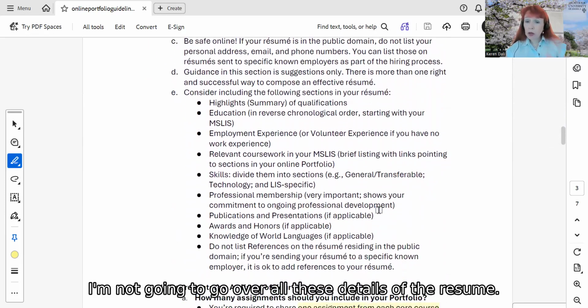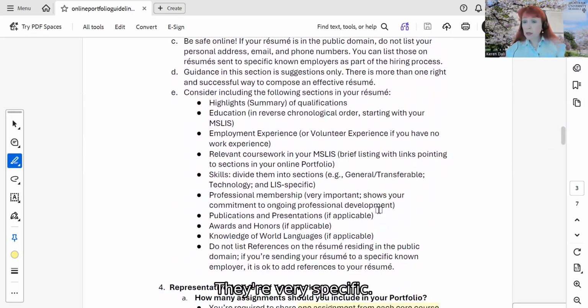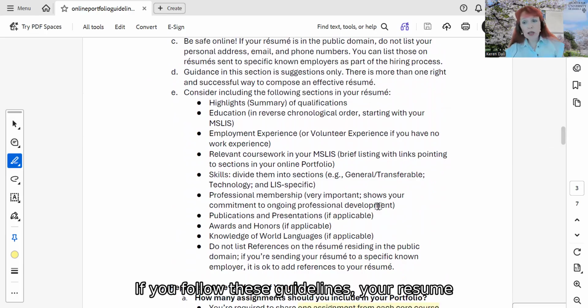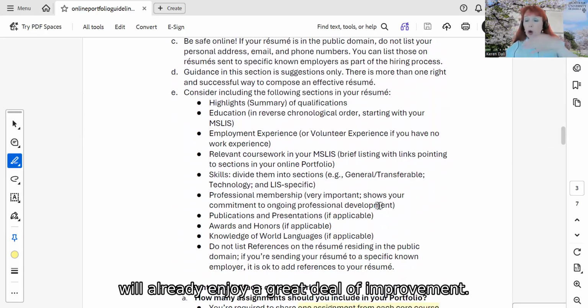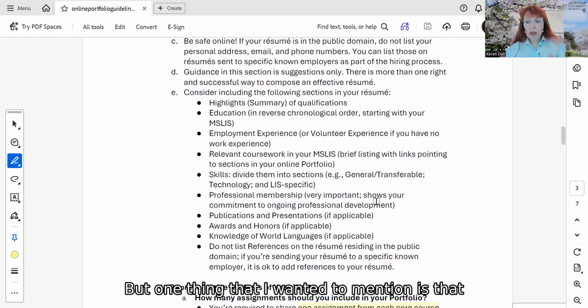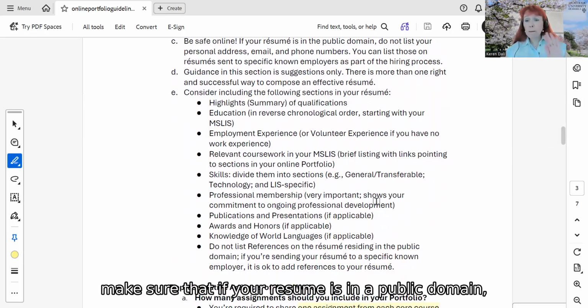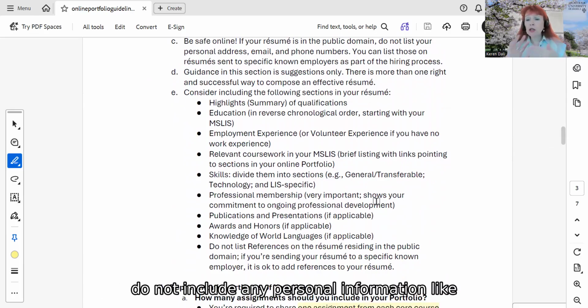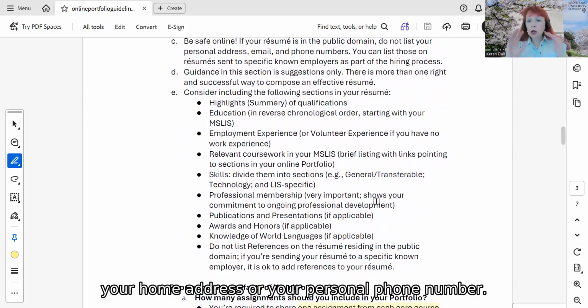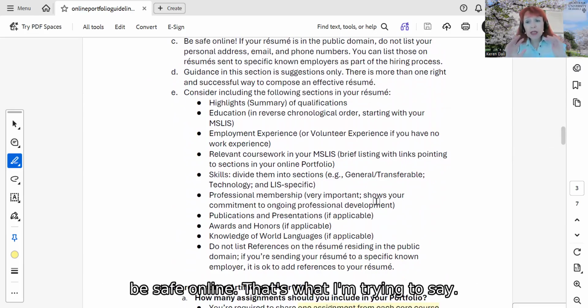I'm not gonna go over all these details of the resume. They're very specific. If you follow these guidelines, your resume will already enjoy a great deal of improvement. But one thing that I wanted to mention is that if your resume is in a public domain, do not include any personal information like your home address or your personal phone number. Be safe online. That's what I'm trying to say.